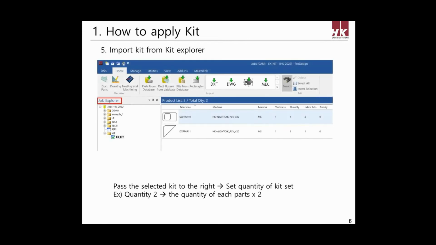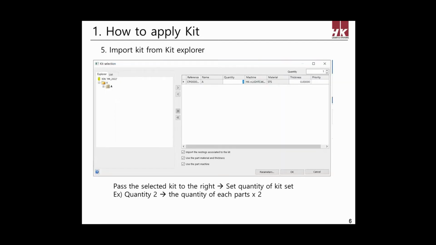To import a kit made like this into the currently used order as a full set, go to the Home tab and select Import Kits from Database. Then you can see Kit Explorer. Choose the kit to import and move on to Right.